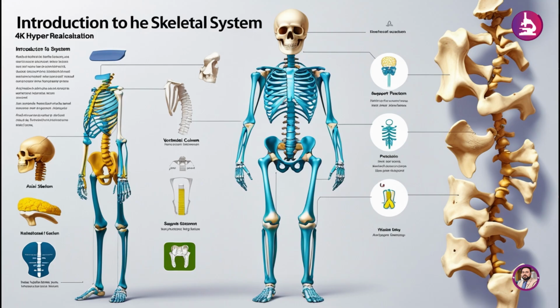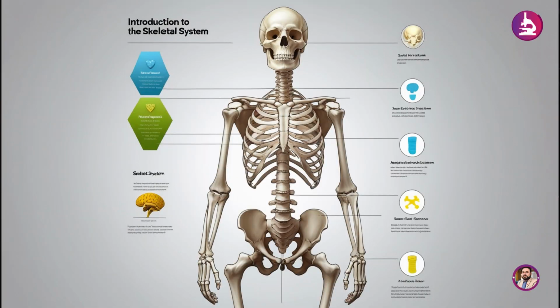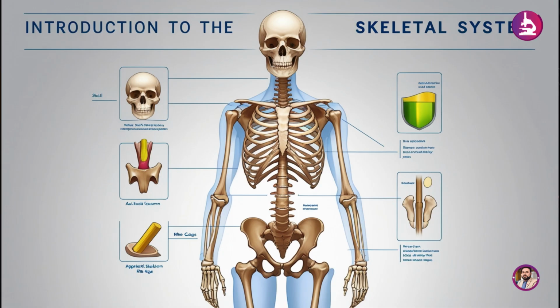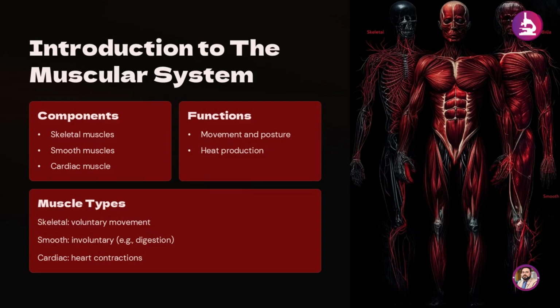Key components. 1. Skeletal muscles, voluntary, striated muscles attached to bones via tendons. 2. Smooth muscles, involuntary, non-striated muscles in organs, e.g. intestines, blood vessels. 3. Cardiac muscle, involuntary, striated muscle found only in the heart.